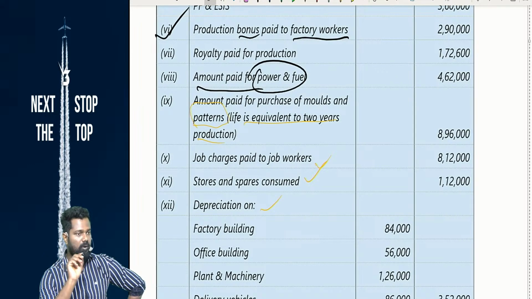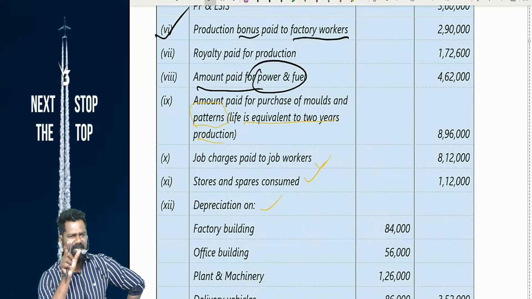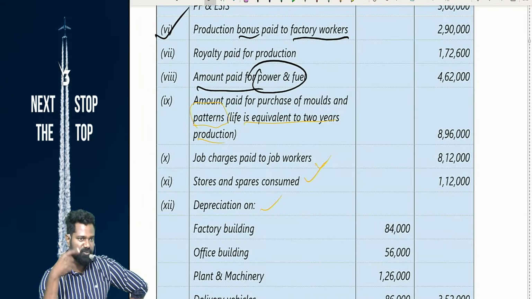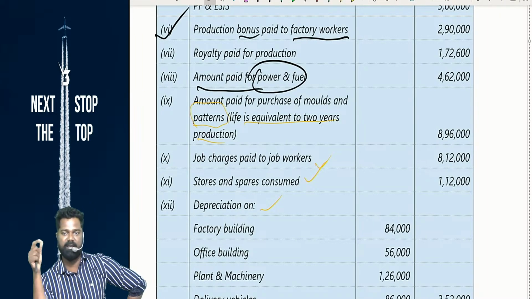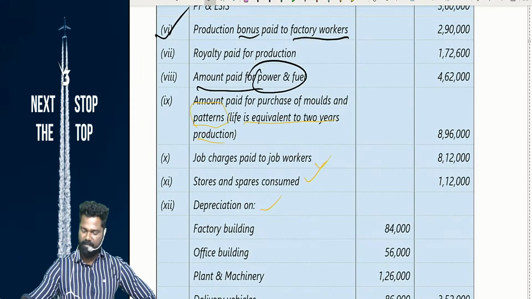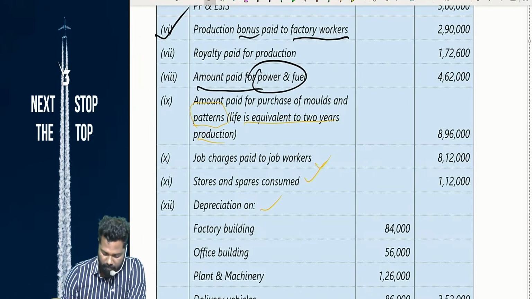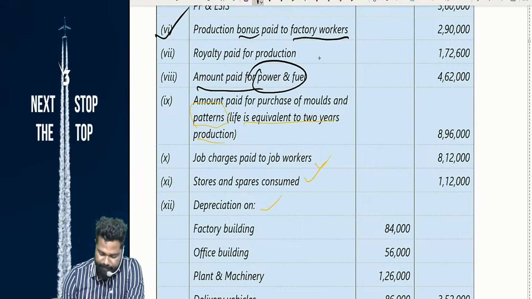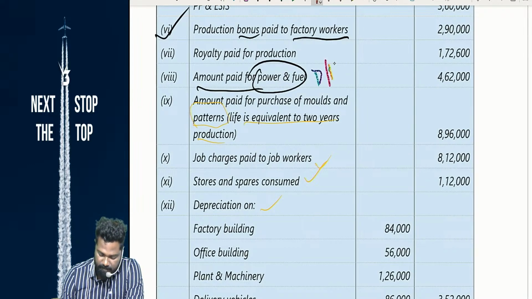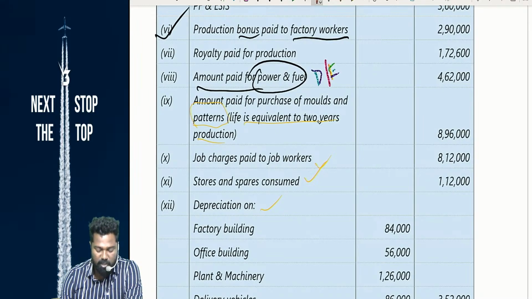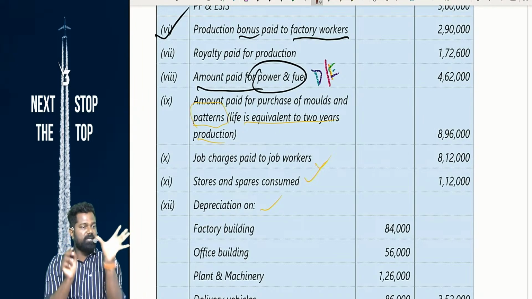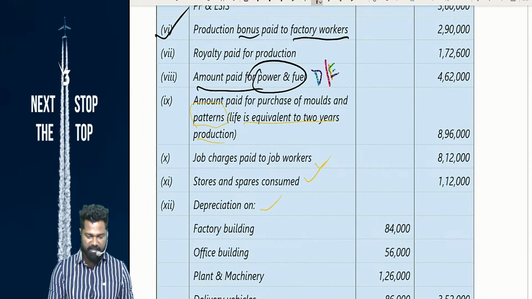Everybody following or not? Since information is very little and incomplete, you have to use your senses and your assumptions. It can either be a direct expense or it can go to factory overheads. Chalo. Next, can I treat this as a direct expense? Yes, depending on my assumptions. Can I treat this also as direct? So simple logic. If it is for general, I'll put it like this.